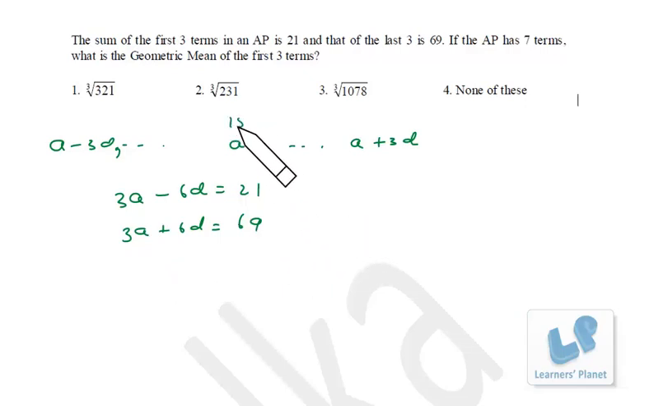Okay, so this is 15, and by putting the value of A in any of these equations we can get the value of D. So 15 into 3, 45, 45 minus 21, 24, so D is equal to 4. So we can get the value of first three terms, so that is A minus 3D. So 15 minus 3 into 4, 12, so that's 3. Then A minus 2D, then A minus D, difference will be same definitely.